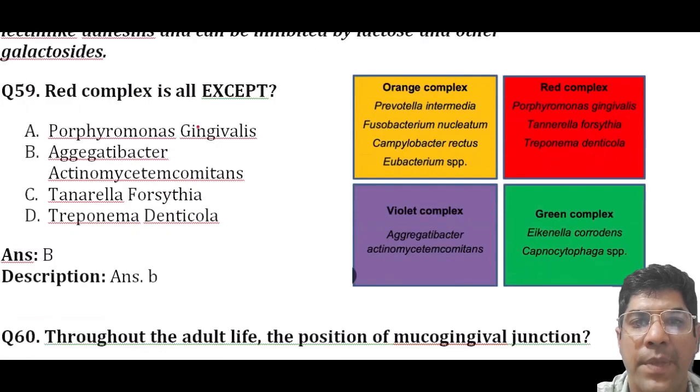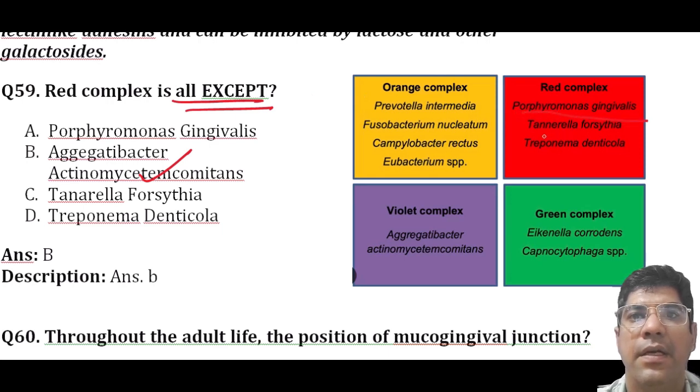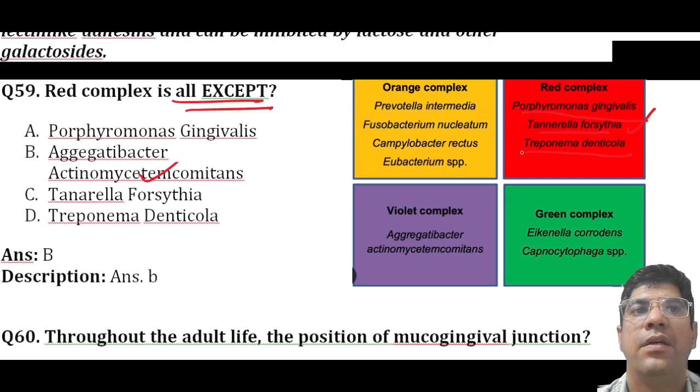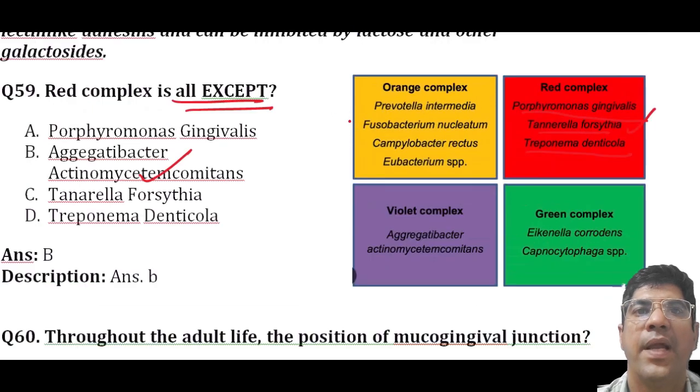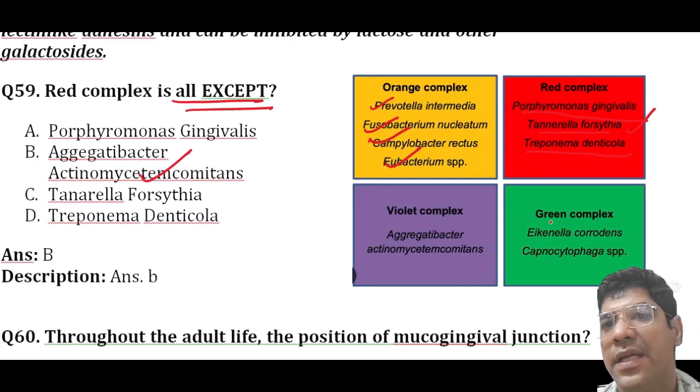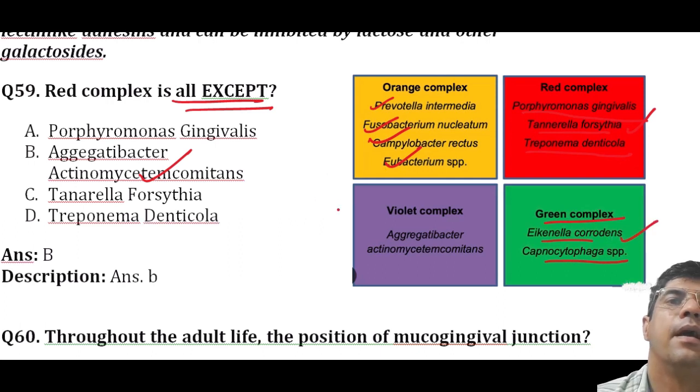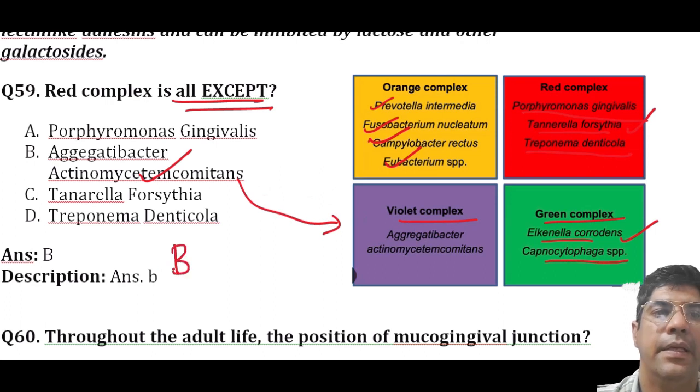The red complex is formed by all except, the answer is B. So remember, the red complex is formed by P. gingivalis, Treponema denticola, and Tannerella forsythia. The orange complex is formed of P. intermedia, Fusobacterium nucleatum, C. rectus, and Eubacterium species. The green complex is Capnocytophaga species and Eikenella species, and the violet complex is formed by Aggregatibacter actinomycetemcomitans. So the answer would be B.